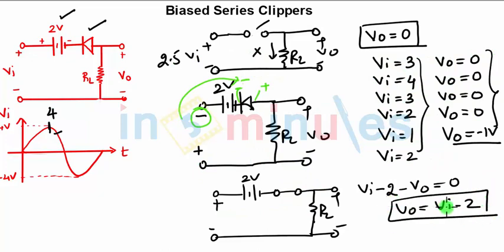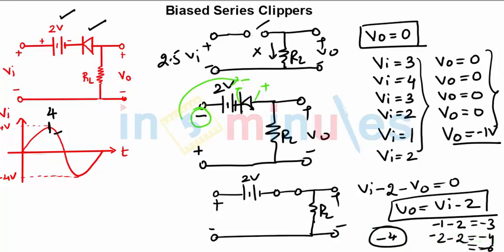Just substitute the value of VI as negative, that is minus 1. When VI is minus 1 you will get minus 3. When VI is minus 2 you will get minus 4. Till how much value do we need to go? We need to go till minus 4 volts. So for minus 4 volts you will get minus 6 volts.